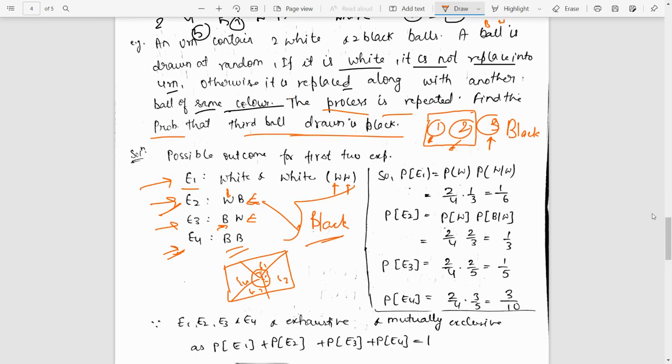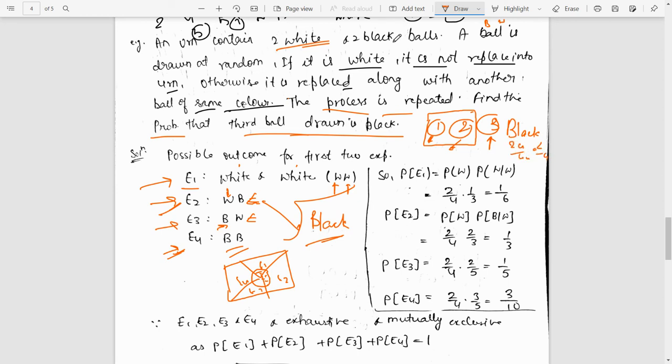Okay, so in this case, what is the probability of happening of event E1? E1 means the first ball is white and the second ball is also white. First ball is white means, out of four balls, you are trying to draw a ball from four balls. It is 2 by 4. Obviously, you know this. So 2C1 by 4C1 will be equal to 2 by 4.